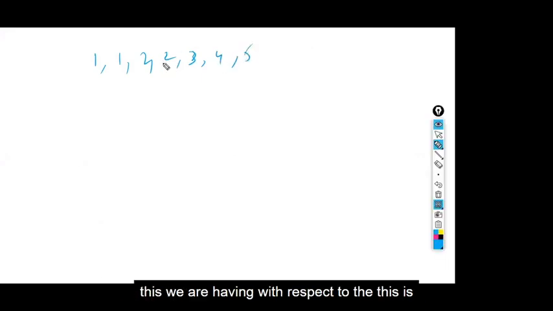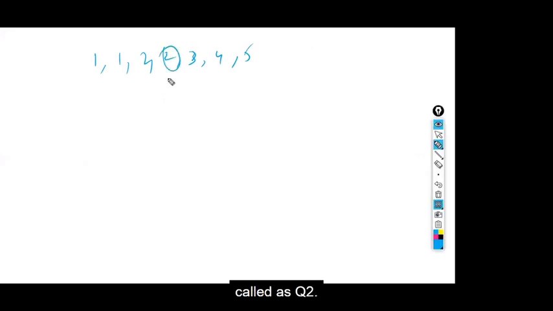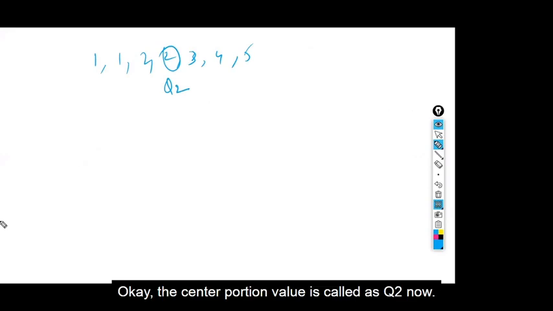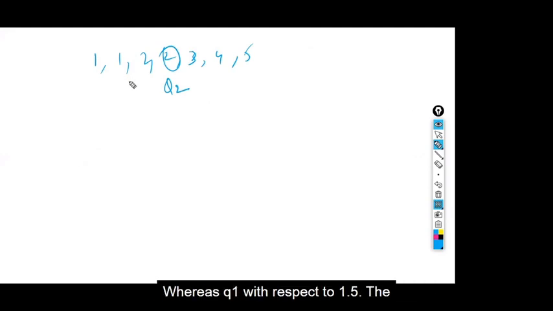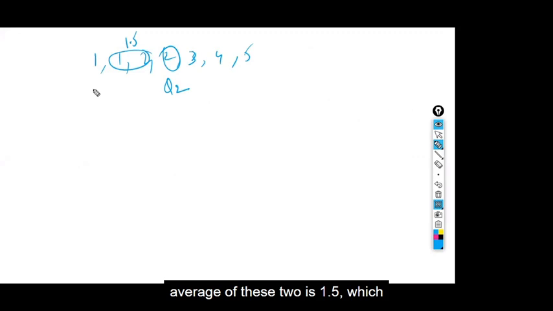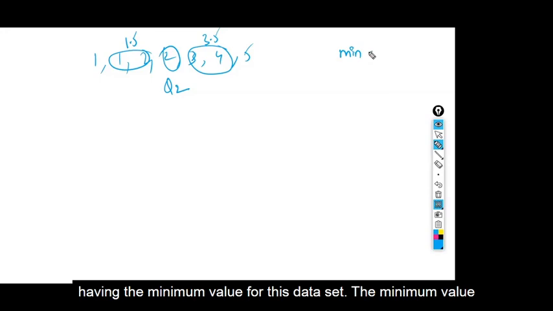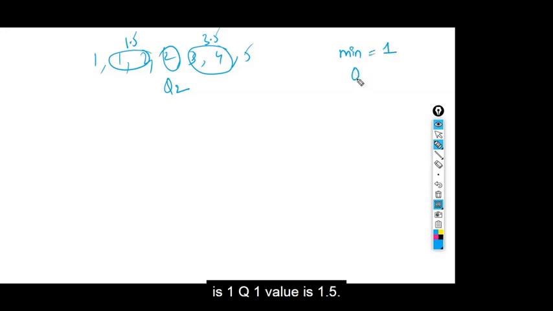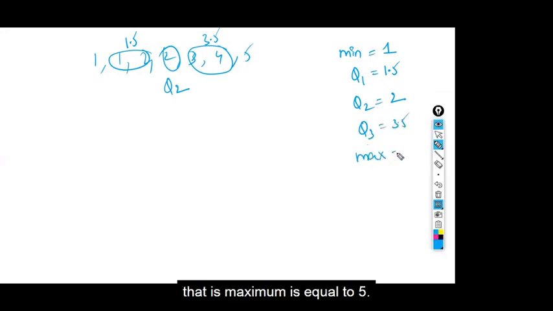Now inside this, the center position value is called Q2. Whereas for Q1, the average of these two is 1.5, which is Q1. The average of these two is 3.5, which is Q3. The minimum value for this data set is 1. Q1 value is 1.5, Q2 value is 2, Q3 value is 3.5, and the maximum value is equal to 5. Assume that the maximum value is 50.